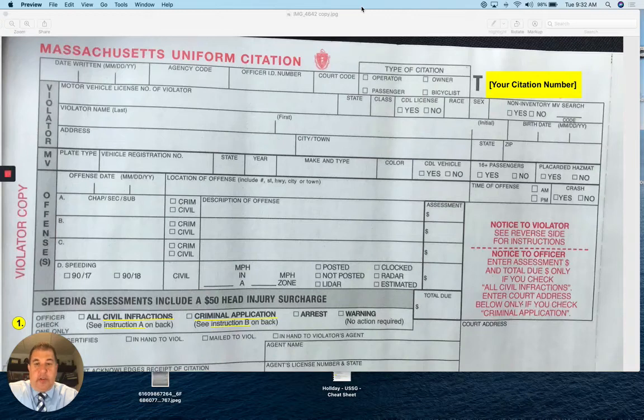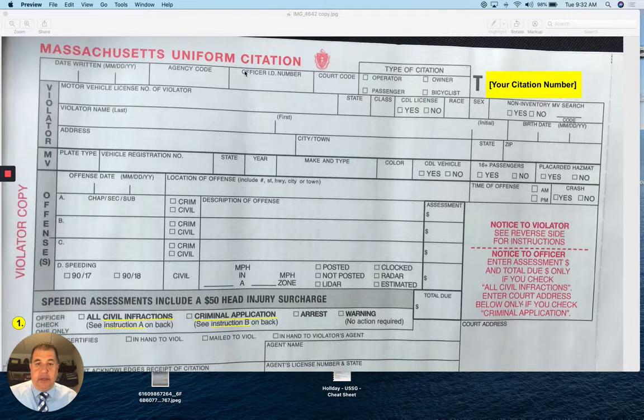Hey everybody, today I wanted to talk about appealing civil as well as criminal traffic violations. Anyone who's been driving for more than 5 minutes has probably gotten one of these. It's the Massachusetts Uniform Citation, and this is what it generally looks like. It's a small piece of paper, and there's instructions and things like that. I'll just go through it with you real quick.